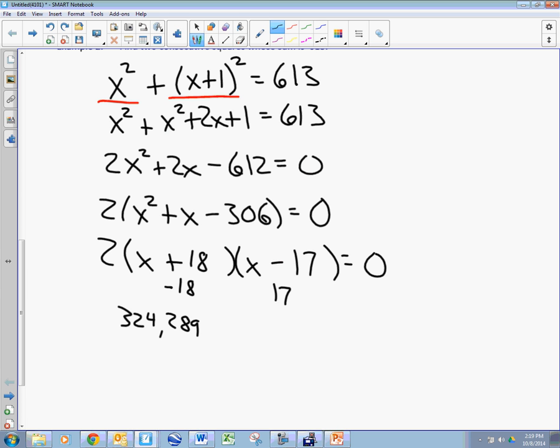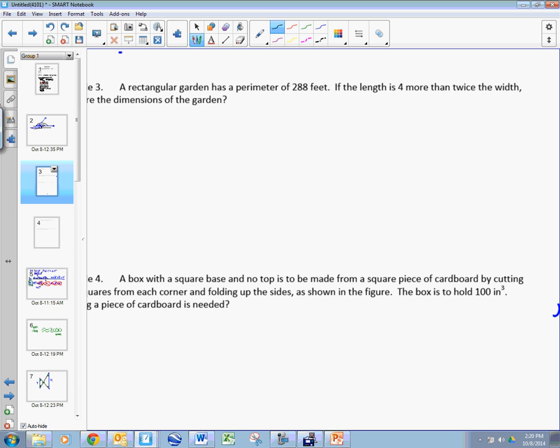Let's try plugging in the 17. What's 17 squared? Oh, that gives me the 289. What's 17 plus 1, squared? Oh, so they ended up giving me the same result just in backwards order, and that's fine. So these are my two consecutive squares. I factored out the 2. Doesn't matter. Same answer. Flip it over.